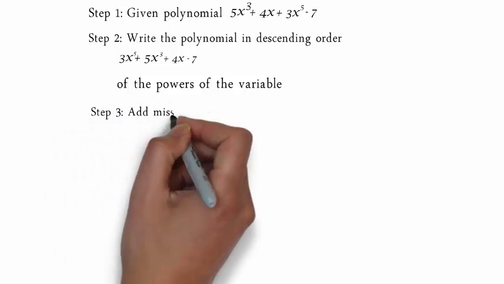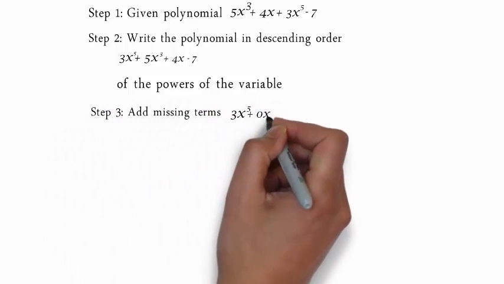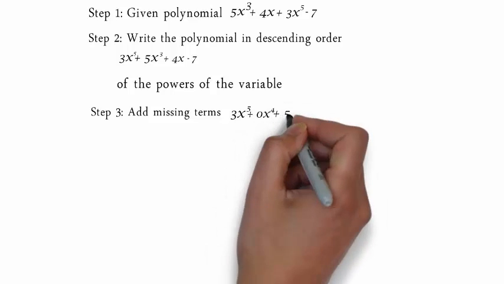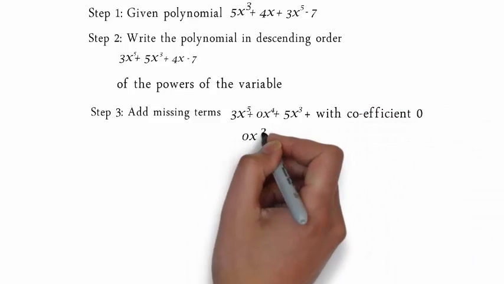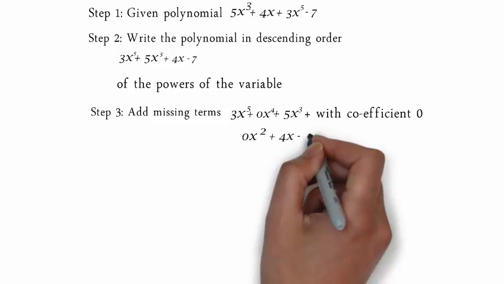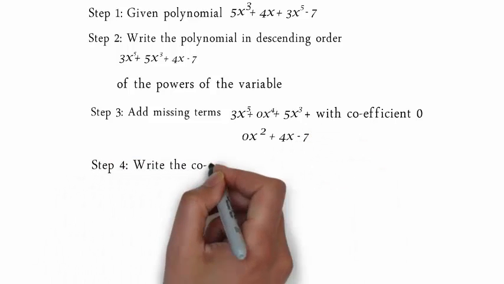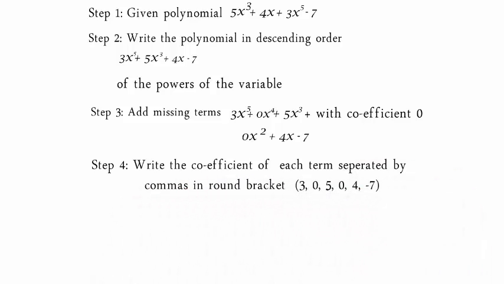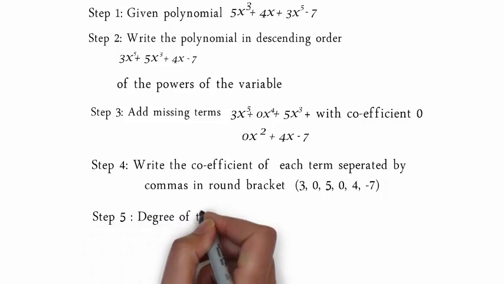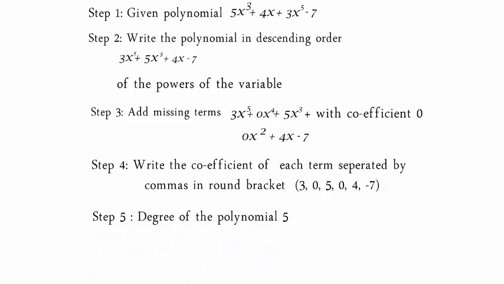Step 3. Add the missing terms: 3x⁵ plus 0x⁴ plus 5x³ plus 0x² plus 4x minus 7. Step 4. Write the coefficient of each term separated by commas in a round bracket: 3, 0, 5, 0, 4 and minus 7. Step 5. Degree of the polynomial is 5. Step 6. Number of terms in the polynomial is 5 plus 1, which is 6.